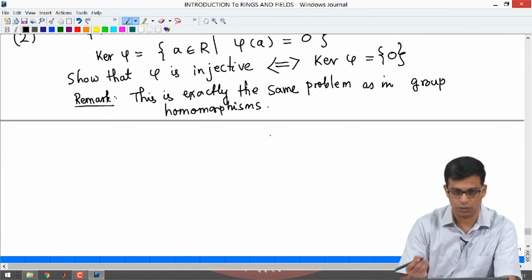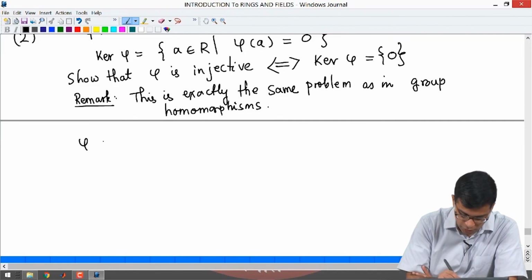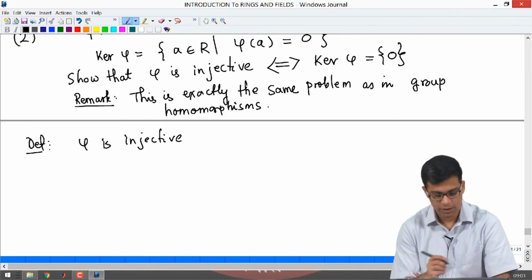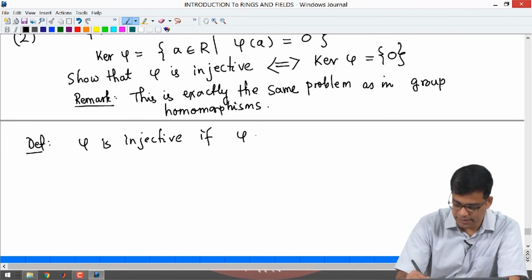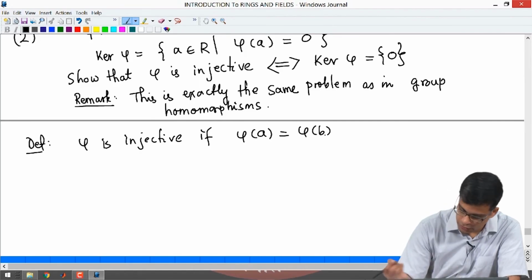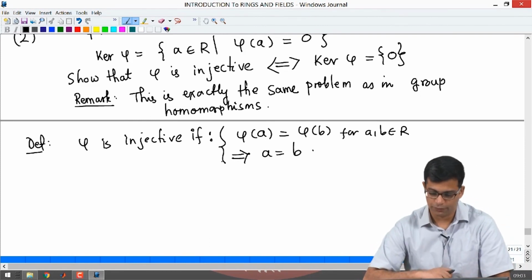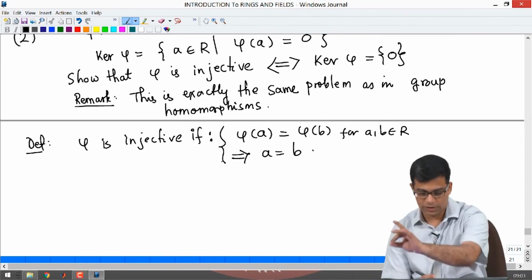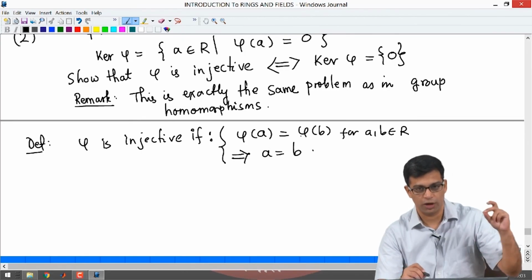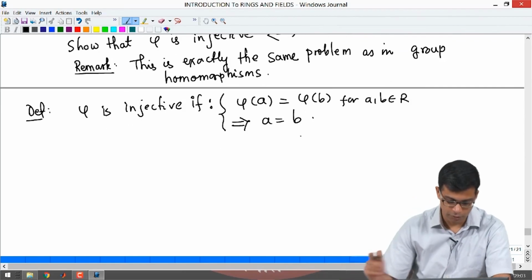So, what does injective mean? I should remind you, in case you forgot: phi is injective if two distinct elements go to two distinct elements. That is, if phi of A is equal to phi of B for A, B in R implies A equals B. So, phi is injective if two elements of R map to the same element, those two elements are equal to begin with. Okay, let us prove it now.